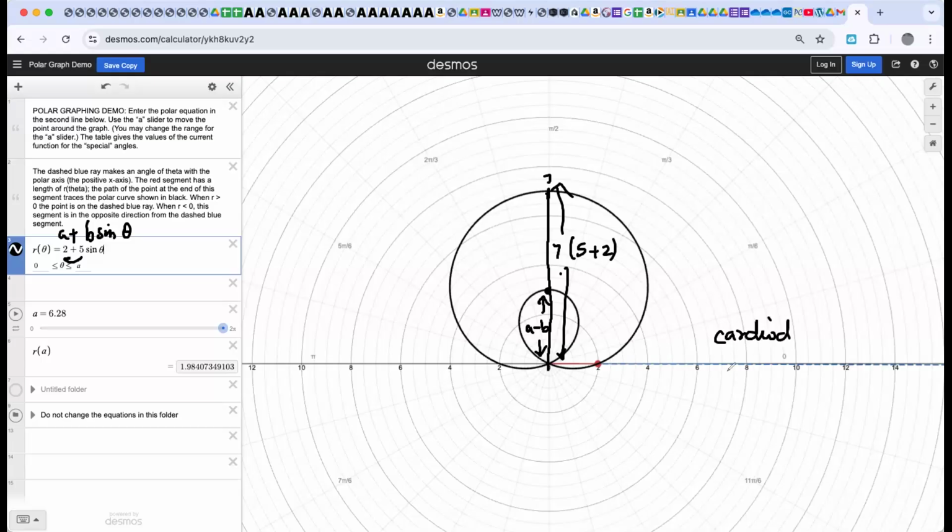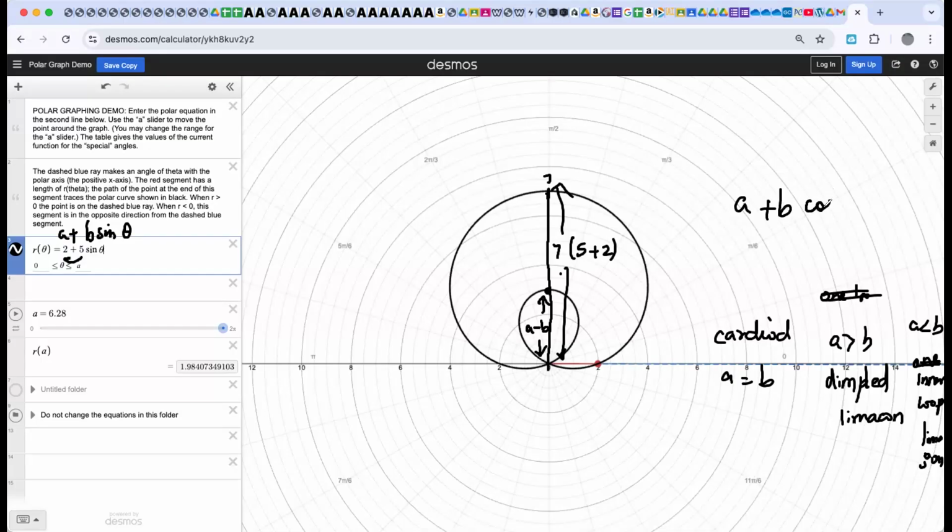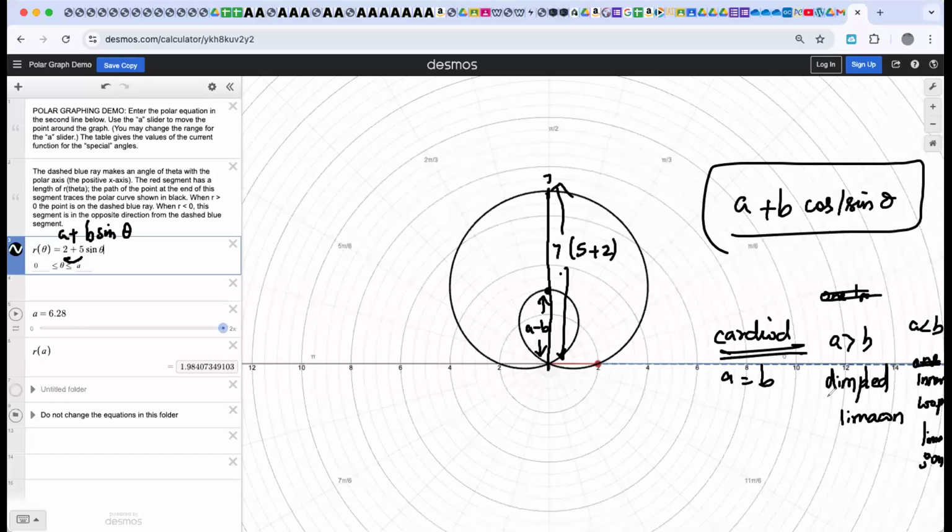Cardioid is A equal to B. A greater than B is a dimpled limaçon. And then A less than B is an inner loop limaçon. Dimple limaçon is also a one-loop limaçon, I don't know, I have to check. These are the general names that we call them. So this is of the format A plus B cos or sin theta. For this one, it can be a cardioid, a dimpled limaçon, or an inner loop limaçon. Nidhi, are you with me?